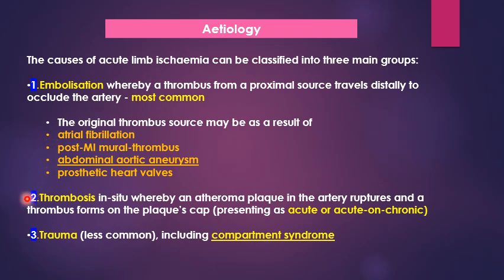Second is thrombosis in situ, whereby an atheroma plug in the artery ruptures and a thrombus forms on the plug's cap, presenting as acute or acute on chronic ischemia. Okay, so this is another important cause. The third one is trauma, which is less common, including compartment syndrome. This occurs in patients with orthopedic limb injury, and they can develop compartment syndrome. This leads to acute limb ischemia as well.